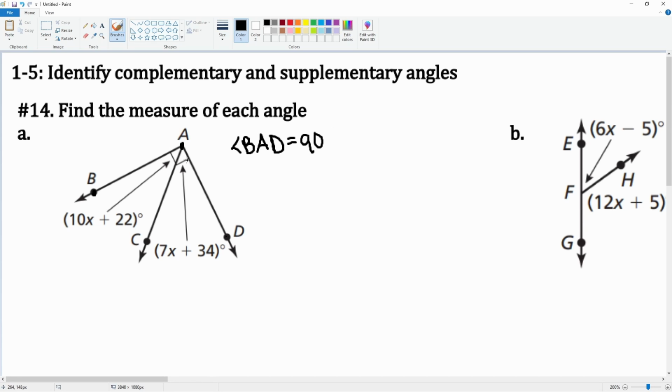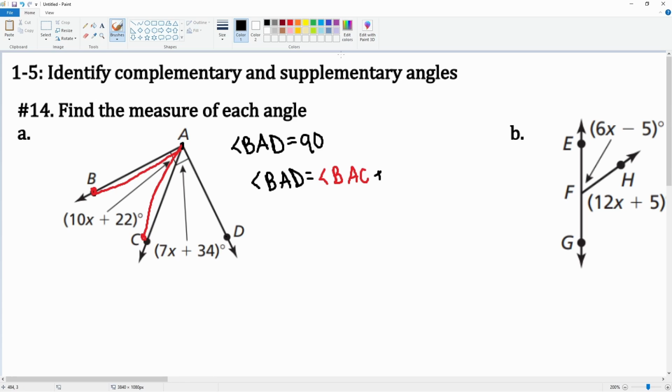So we got one of them. We want to find the other two. So we have to solve for x first. That entire angle BAD is made up of two other angles. The red one, which is angle BAC.